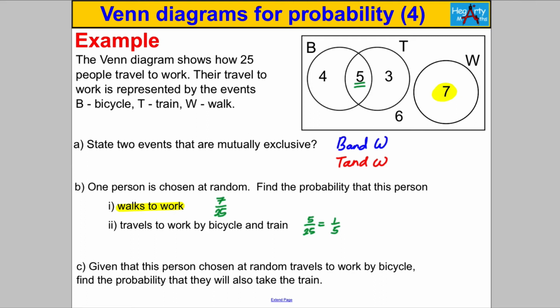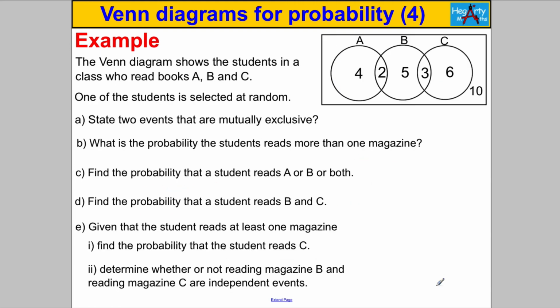And then the last one, it says, given that the person chosen at random travels to work by bicycle, so you are only interested in the bicycle people here, these 9, find the probability they will also take the train. Well, 5 of them also take the train, but out of the restricted number of people who also use a bicycle, 9. So it's 5/9 and we're done. Okay, last one. Pause the video, have a go.